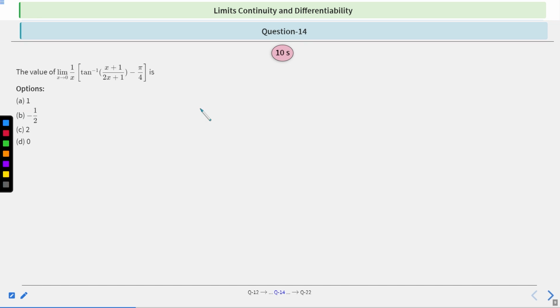Question number 14, which says the value of the limit as x tends to 0 of 1 by x tan inverse of (x plus 1 upon 2x plus 1) minus pi by 4 is. So you have 10 seconds to solve this question. After 10 seconds, we will discuss the solution.